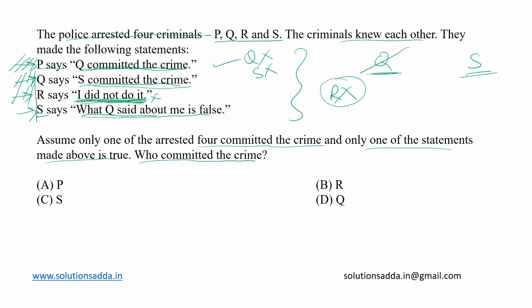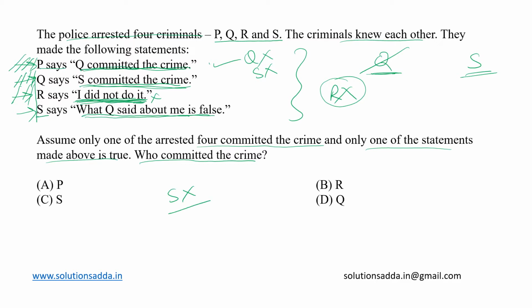S is saying what Q said about me is false. What Q had said is that S committed the crime. This has to be false, meaning S did not commit the crime. And the others, P and R, have to be saying false statements. So let us see: Q committed the crime. Negation will be Q did not commit the crime. So yes, that satisfies this.